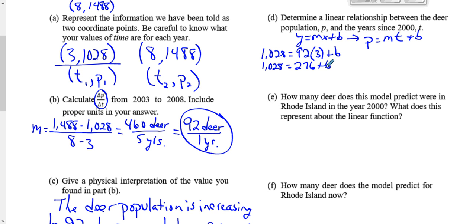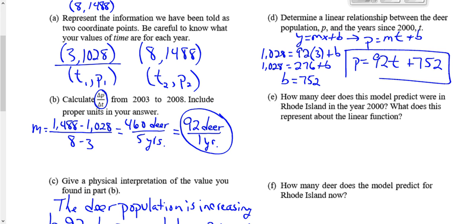Subtract 276 from both sides. What do you get? 752. Everybody else get that? Okay, so now let's write the equation. P equals what? 92T plus 752. So now we have our linear equation.